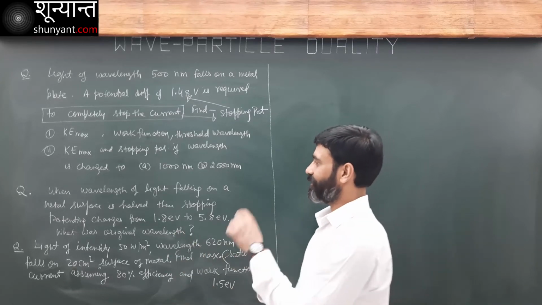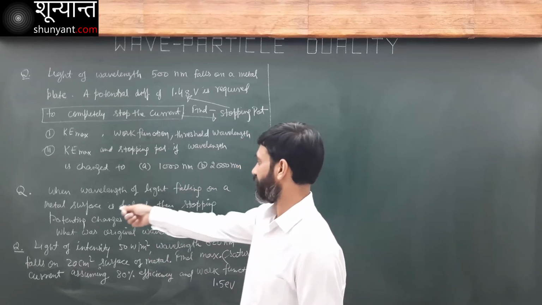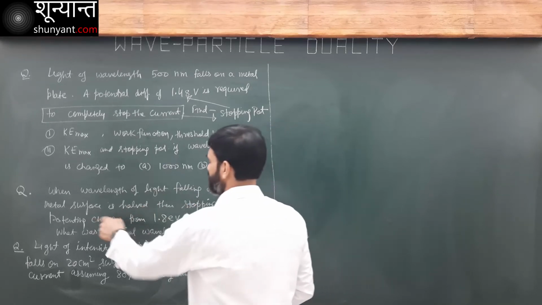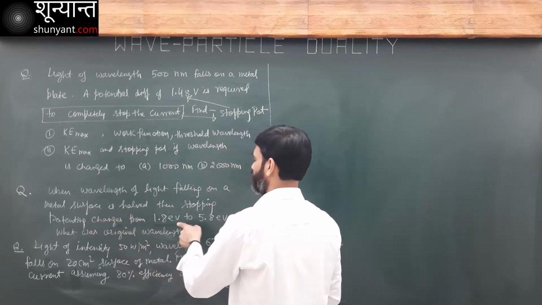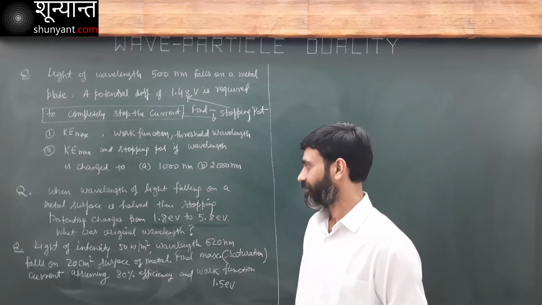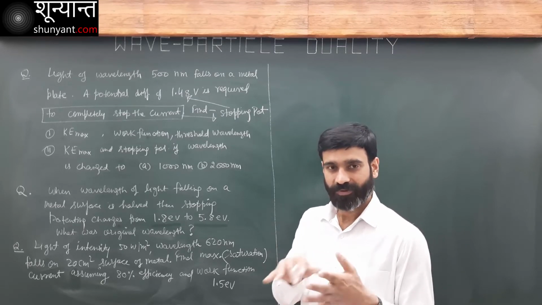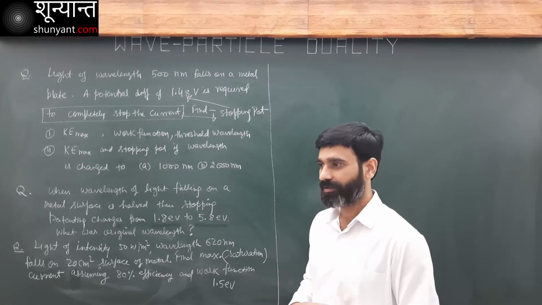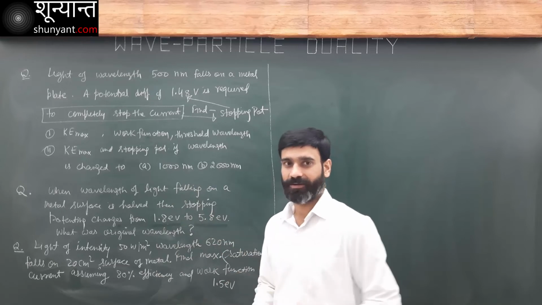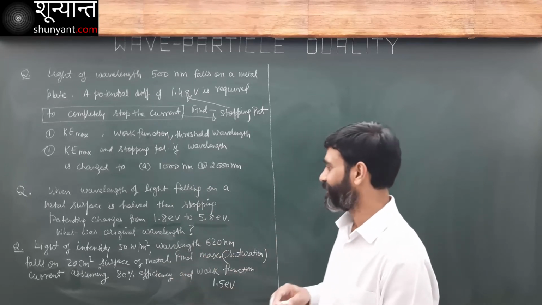Second question. When wavelength of light falling on a metal surface is halved, then stopping potential changes from 1.8 electron volt to 5.8 electron volt. What was the original wavelength? So when the wavelength is made half, stopping potential changes from 1.8 to 5.8. Interesting, I can find the original wavelength.